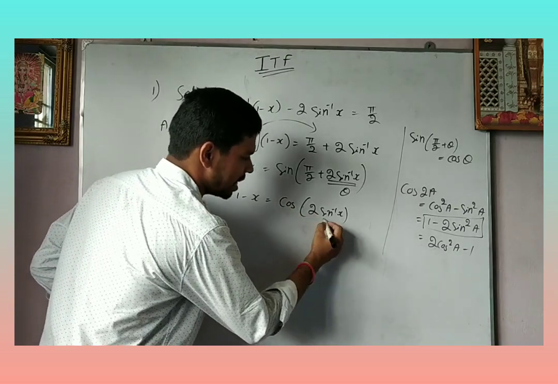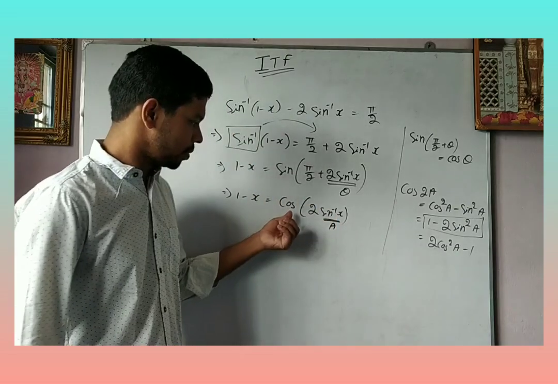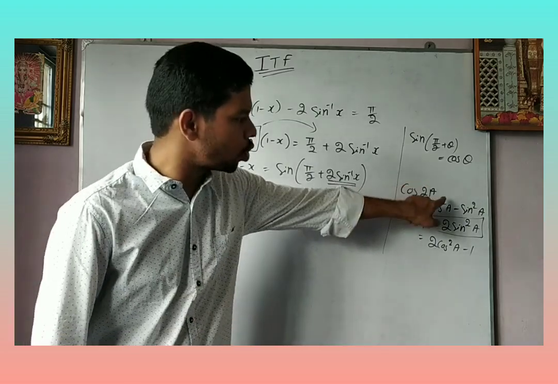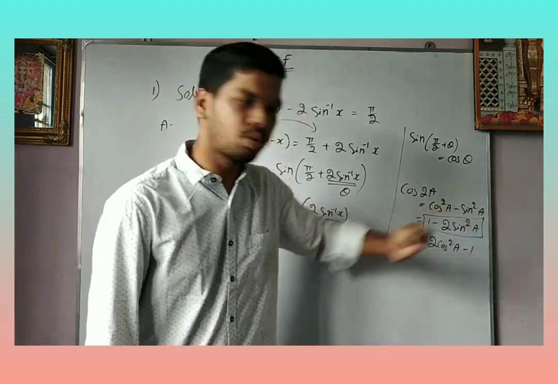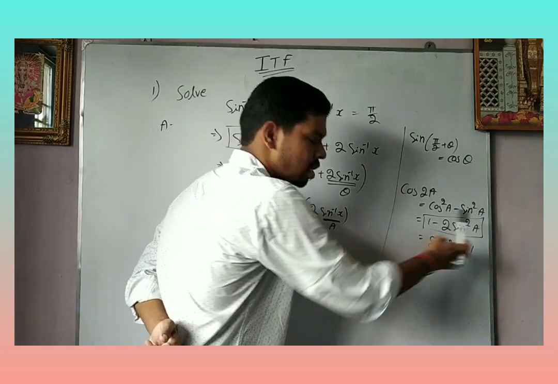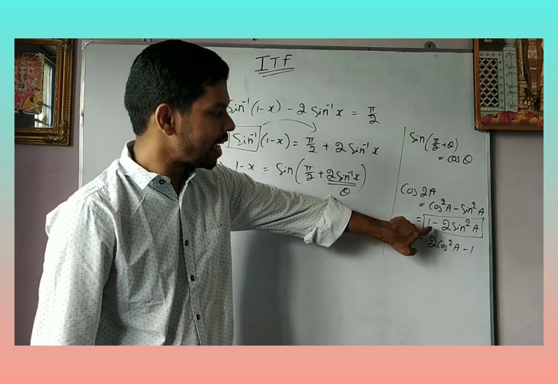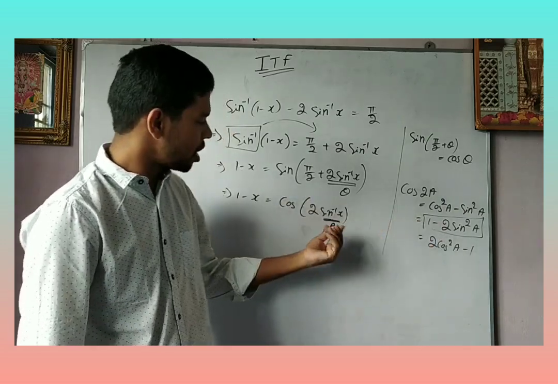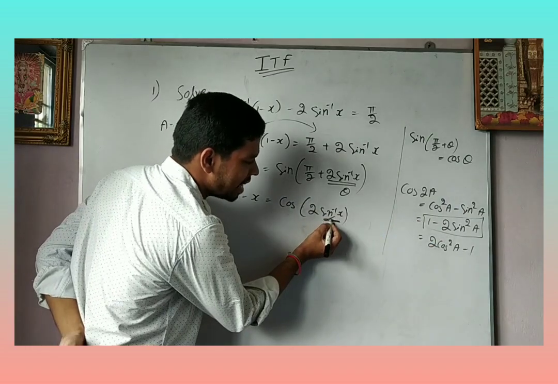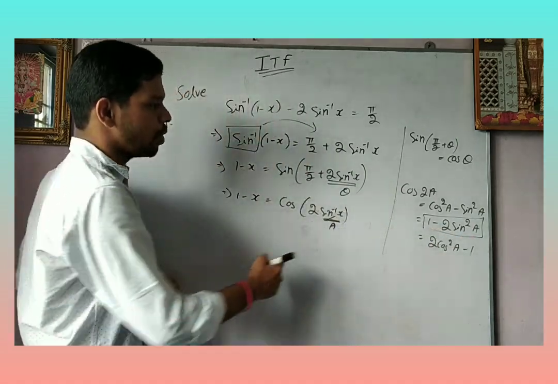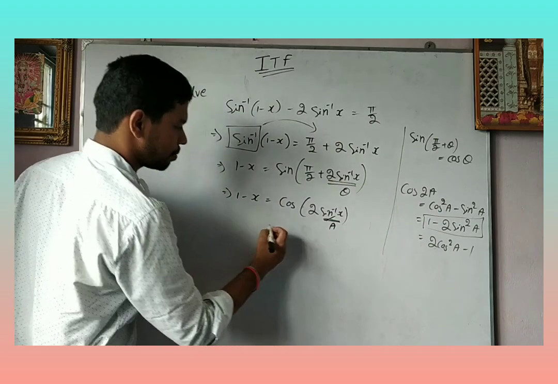Next, take this as angle A. This is cos 2A, and we have a formula that cos 2A is equal to cos square A minus sin square A, 1 minus 2 sin square A, and 2 cos square A minus 1. But we will take the second formula. Why? Because there is a term sin inverse x, and here also there is a term sin. So we will choose this formula.